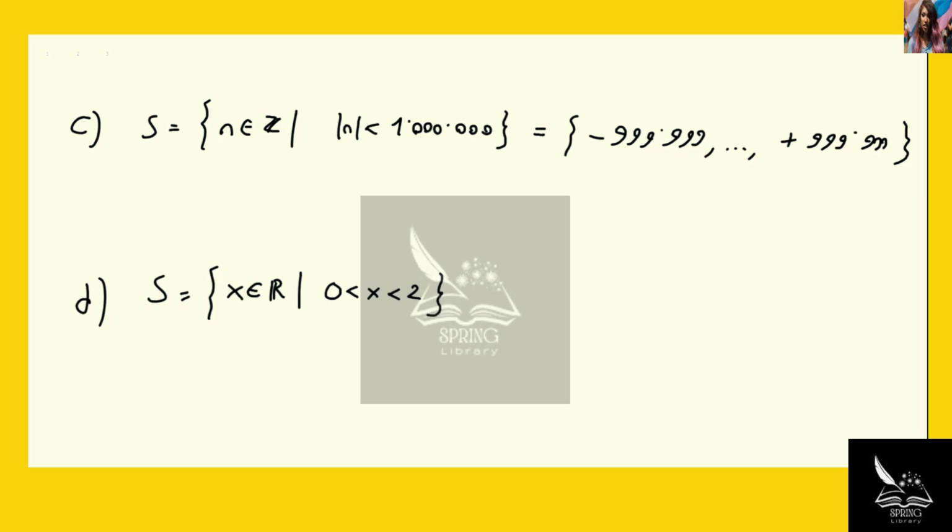Now for D, we have the set of real numbers between 0 and 2. Now we observe that we have a bijection from S into the interval (0, 1), given by x goes to x over 2. But now the interval (0, 1) is uncountable by Cantor's diagonal reasoning, and therefore also S is uncountable.